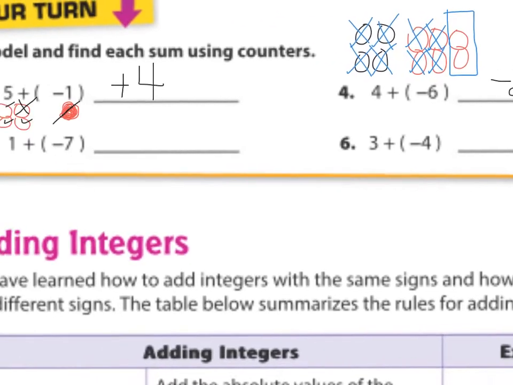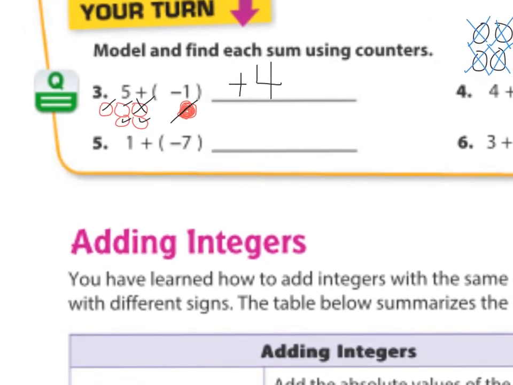All right, number 5. What do I have more of? I have more negatives. And then how many more negatives do I have? Well, let's say I have 1 positive, and then I have 1, 2, 3, 4, 5, 6, 7 negatives. I know I have more negatives, but how many more do I have? All right, let's match them up. There's 1 there and 1 there. And then that's it. How many negative counters is that? 1, 2, 3, 4, 5, 6. That's 6, so my answer is negative 6.